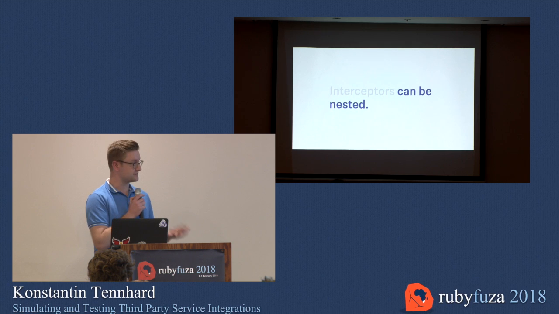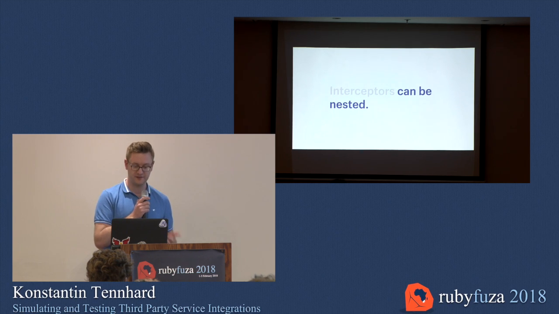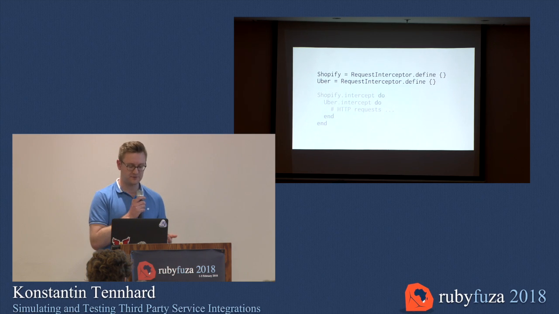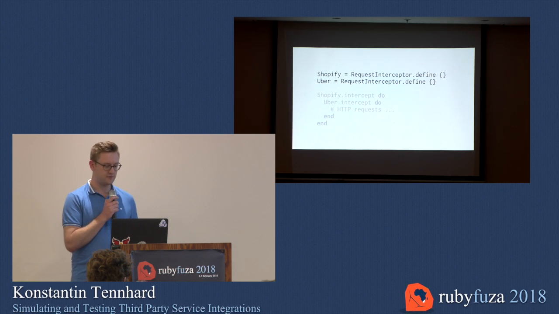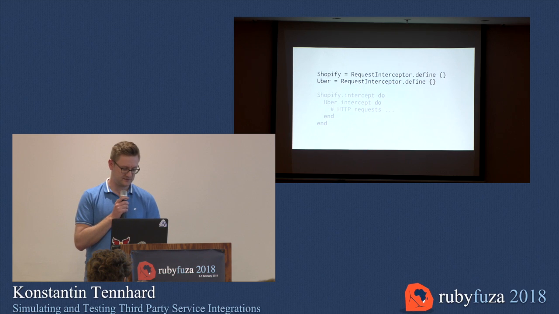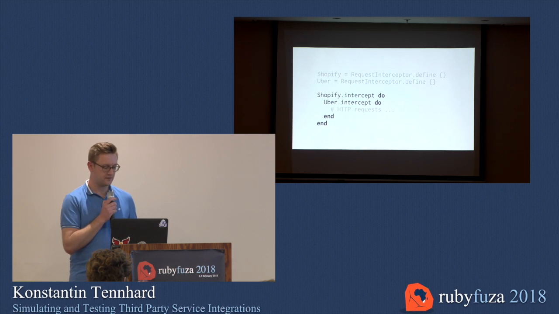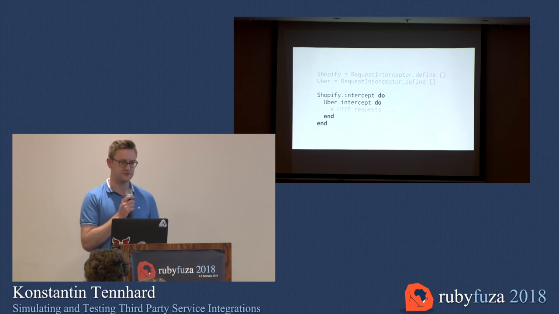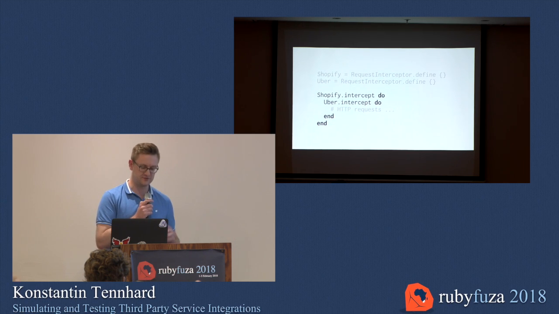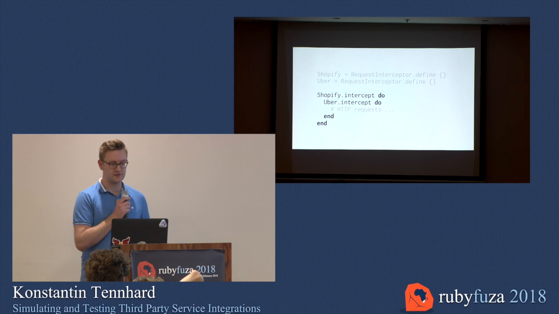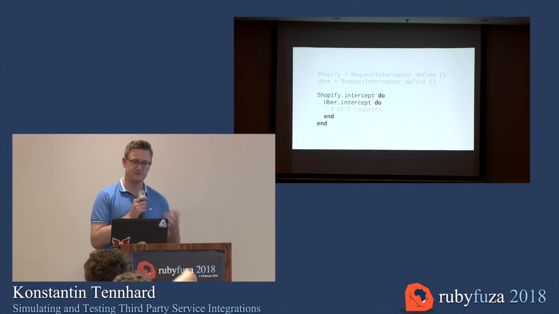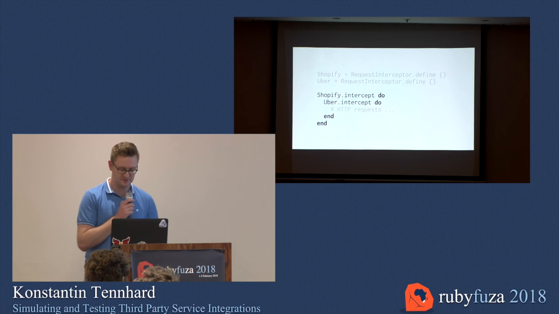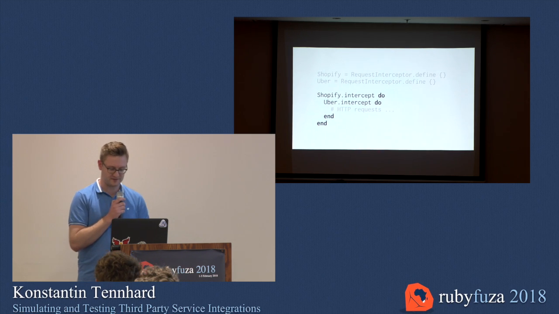Furthermore, if you interface with several services, interceptors can actually be nested. On this slide, the example is I have one interceptor for Shopify, one interceptor for Uber, and then I say whatever block I execute, I want requests to both of these services to be intercepted, and each of these interceptors keeps their own individual request log you can then assert against or use the RSpec matcher to see that your application performed as expected.